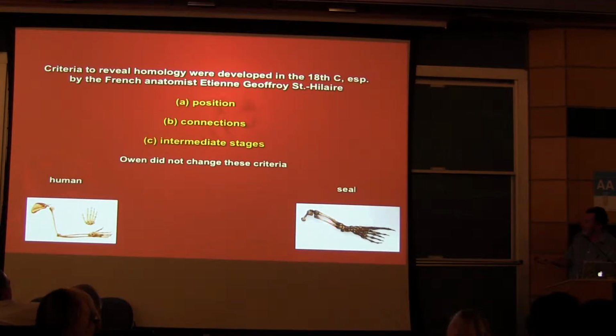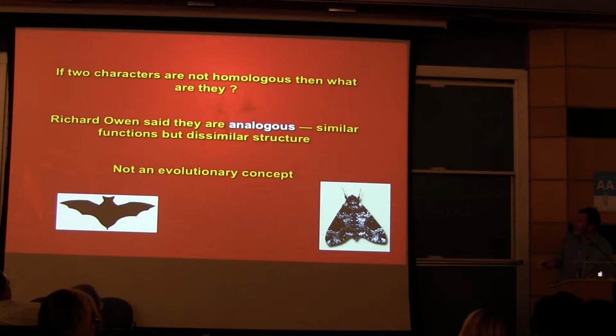radius and ulna, the radius and ulna, the digits. And so you could talk about homology of the limbs as forearms. You could talk about homology of the radius and ulna as two elements. So you can have homology at different levels within these structures. So if two characters are not homologous, then what are they?